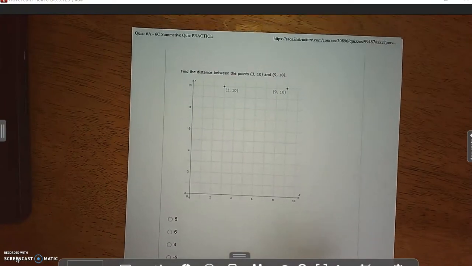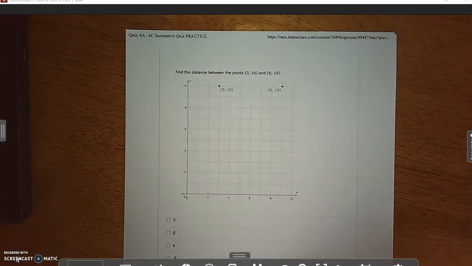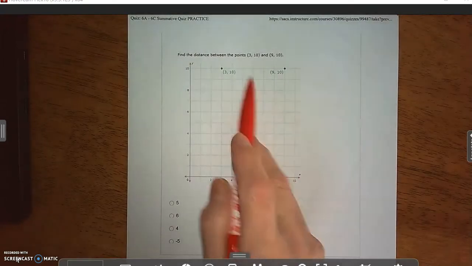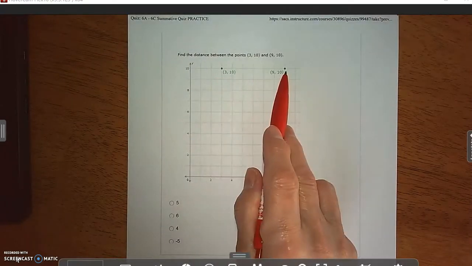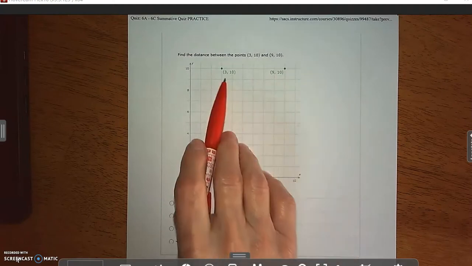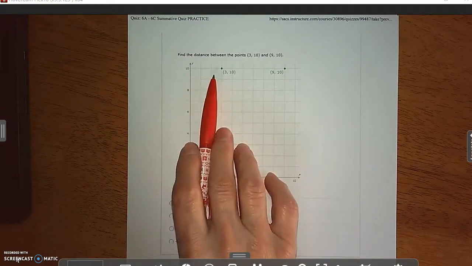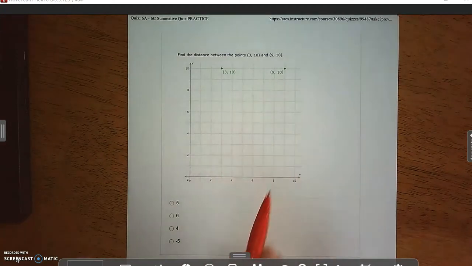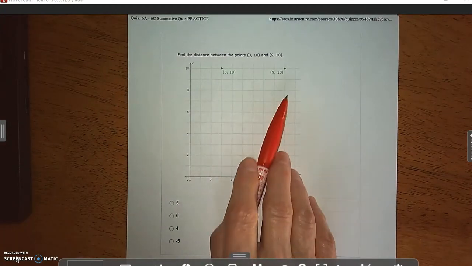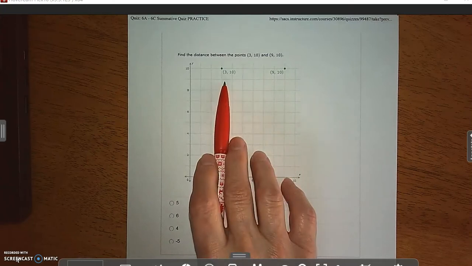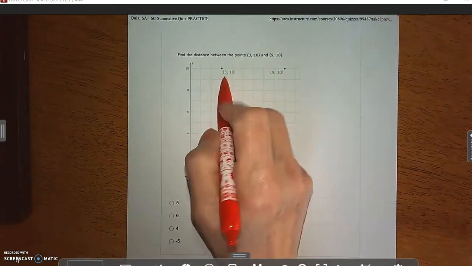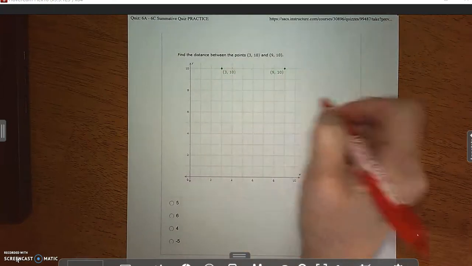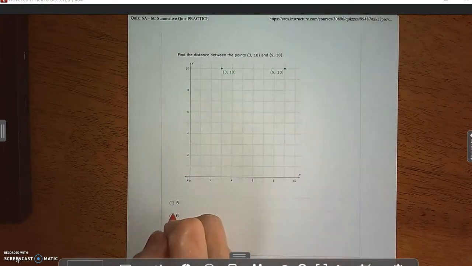All right, this one says find the distance between the points (3, 10) and (9, 10). And so all we need to do for that is we're just counting the distance between the two. We could do some math here. We could say, well, because this is 3 on the x-axis and this is 9 on the x-axis, we could do 9 minus 3, and that would give us our answer, but we can also just count it. So it's 1, 2, 3, 4, 5, 6. So 9 minus 3 is 6, and it's 6 spots away.